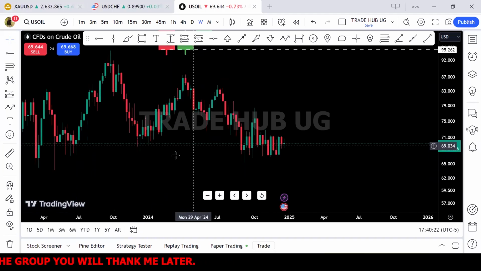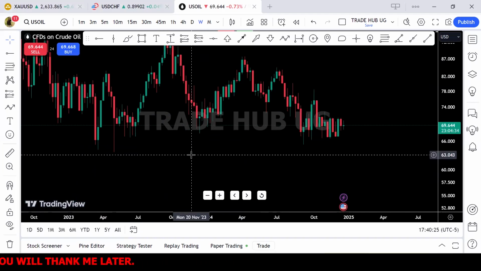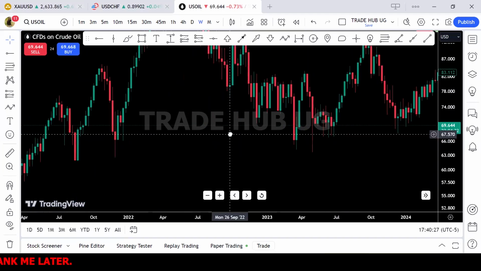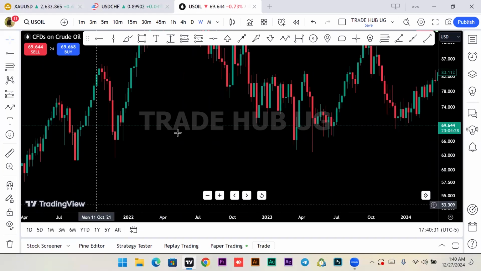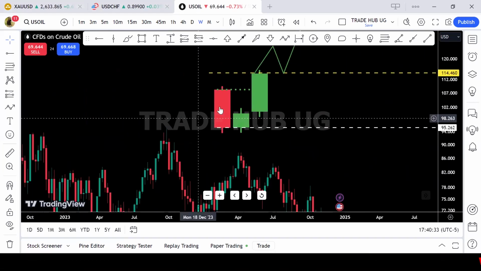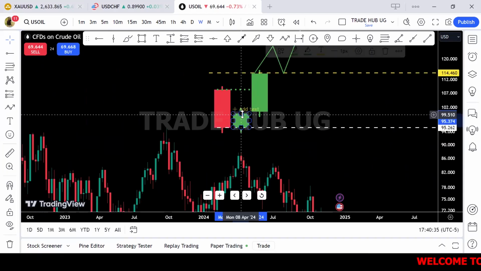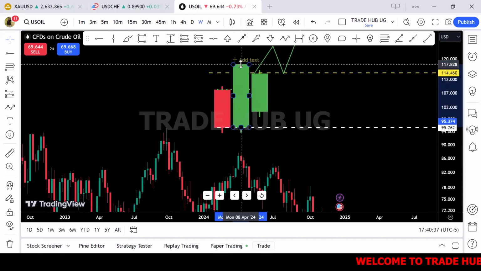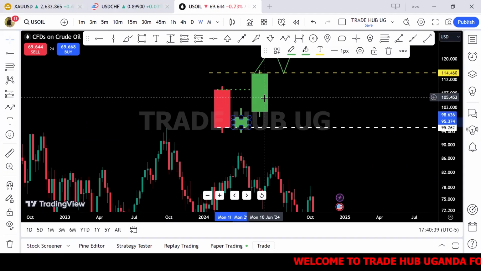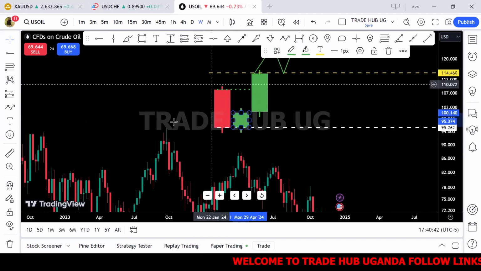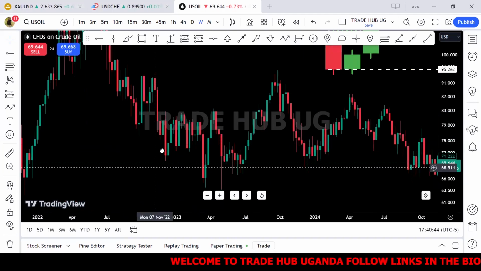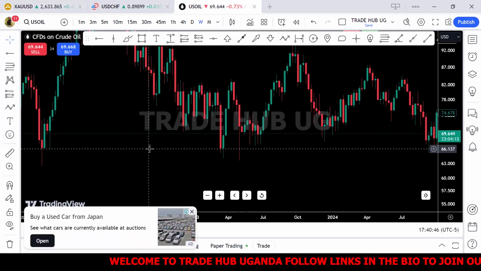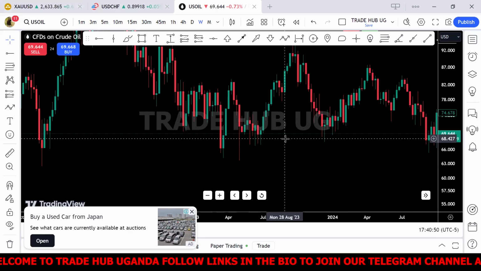Now, let's try to look for that type of pattern on the charts. It always happens, because you might find that if it was a bullish engulfing candle, it could just engulf once, but the second candle engulfed the previous bearish candle. And it always happens, every day.